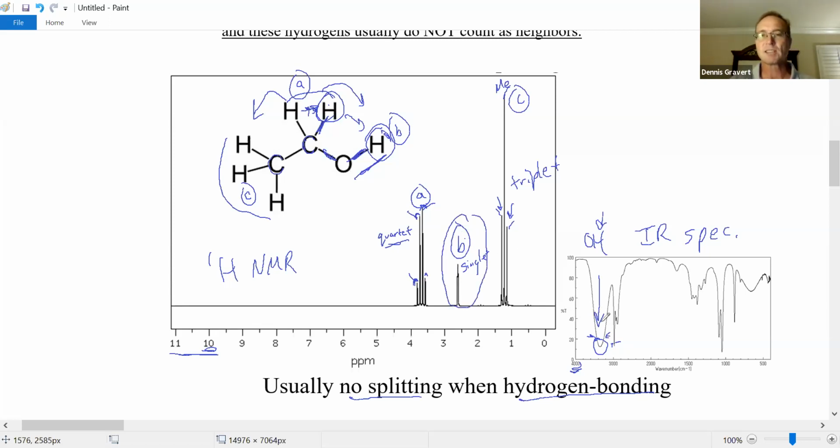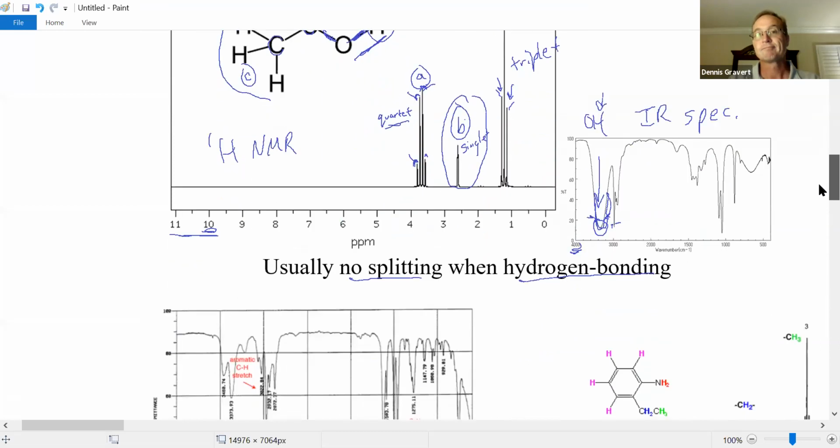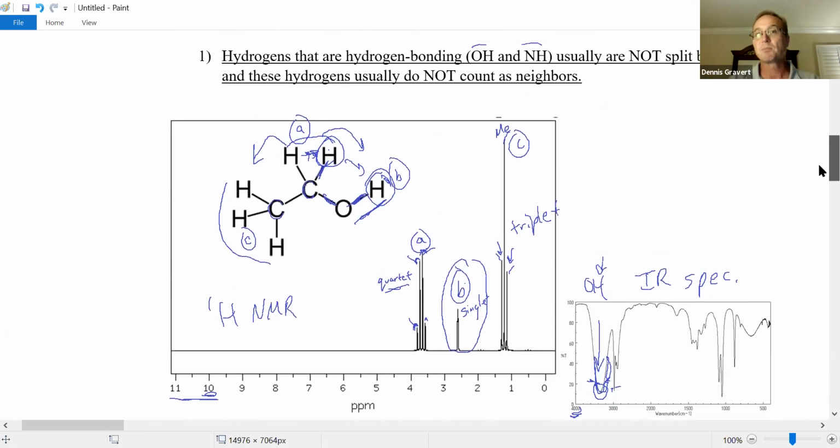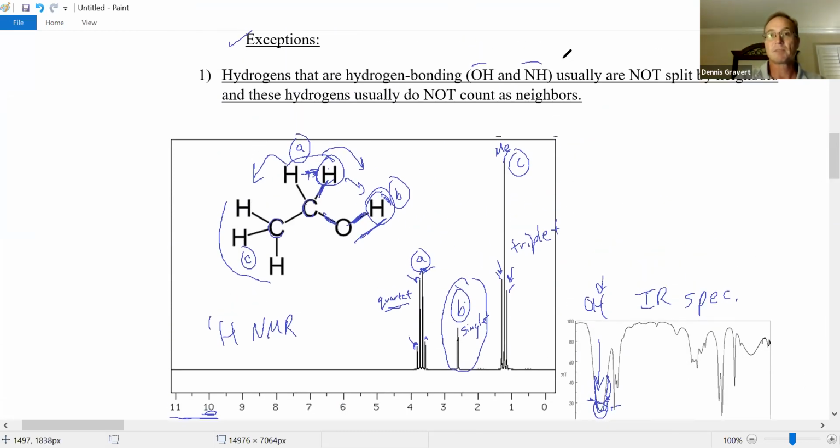And I had a student say, well, in the IR, this is big and broad. In NMR, it's kind of broad, meaning it's not split up into sharp peaks. It's going to be a singlet. No splitting when it's hydrogen bonding. That's an OH group, but where's my pen? There it is. The NH group can also hydrogen bond.